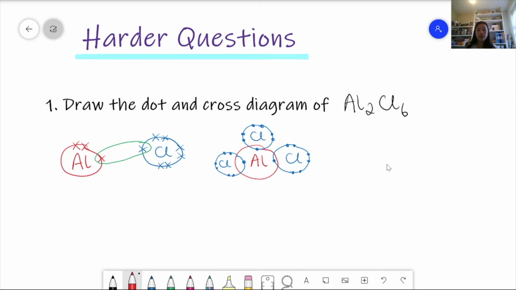And then the aluminiums would all be taken up, so it has no other ones in its outer shell anymore. So we could form that. Then we would have another one of the same thing.